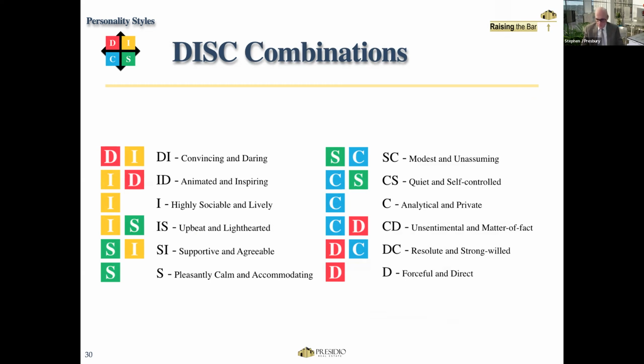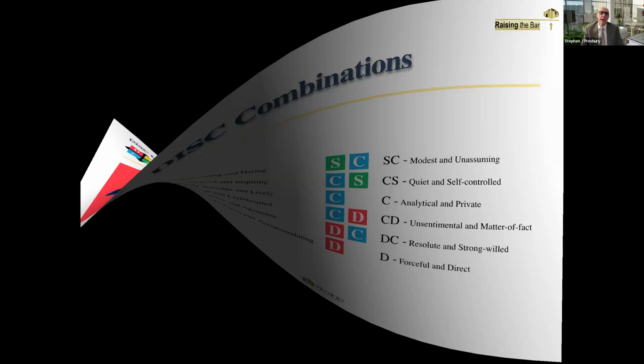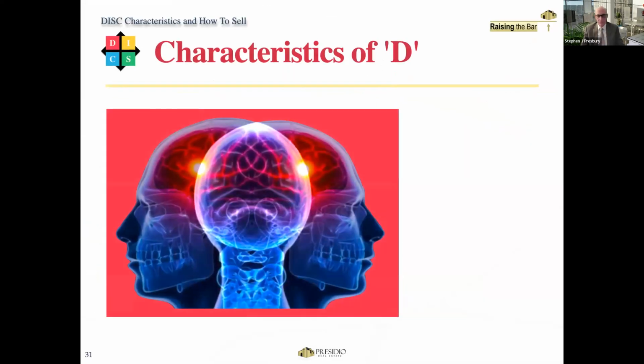All right, so let's see if we can drill down and start. We'll start with the red group, which is the D group, and let's see if we can figure out some of the things that the D group will have. Determined. What are some of the other characteristics do you think will be with the D group? Let's see what we get from our attendees.